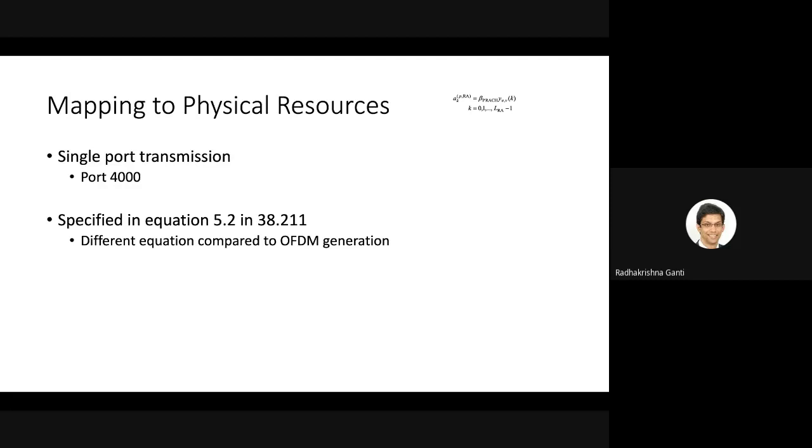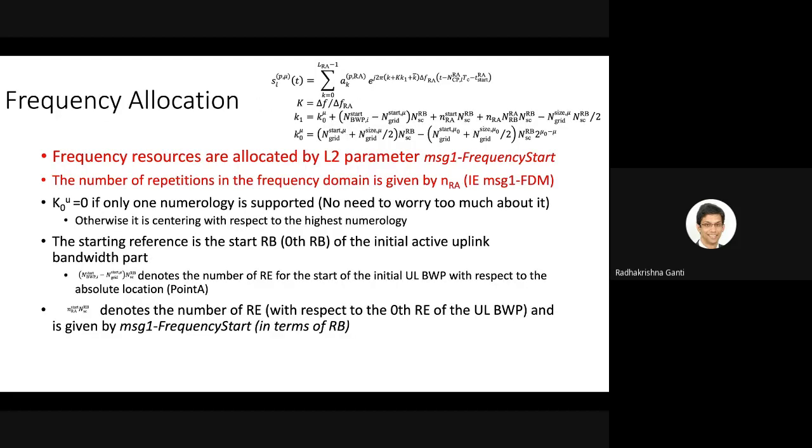The generation of PRACH is specified in 38.211 in 5.2. It's a little bit different. The equations are a little bit different compared to the standard OFDM generation for the other things. It's given by this formula. Let's not worry about the formula. I'll explain what the parts of it are. I just wrote the formula so that you can look at the variables when I'm talking about them. Any questions before I proceed?